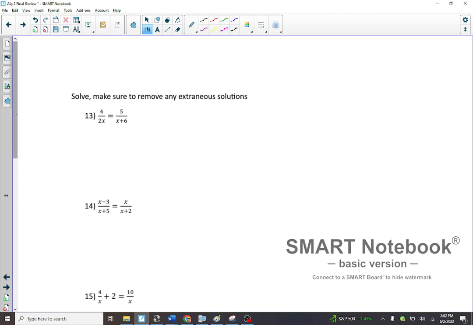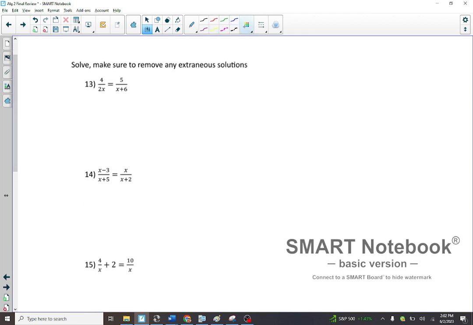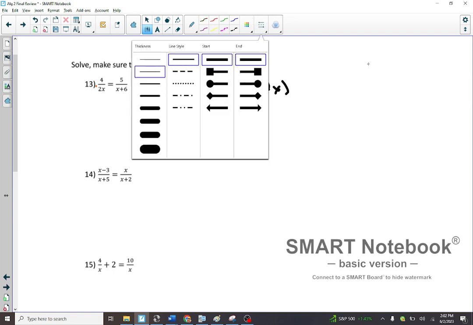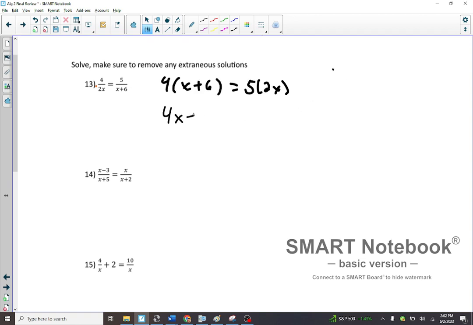Next one, solve. In order to solve, luckily for us, because these are just two fractions, we could just cross multiply. So because we could cross multiply, we could just go 4 times x plus 6 equals 5 times 2x, which means it's 4x plus 24 equals 10x. Minus 4x on both sides, 24 equals 6x, divided by 6 on both sides, x equals 4.